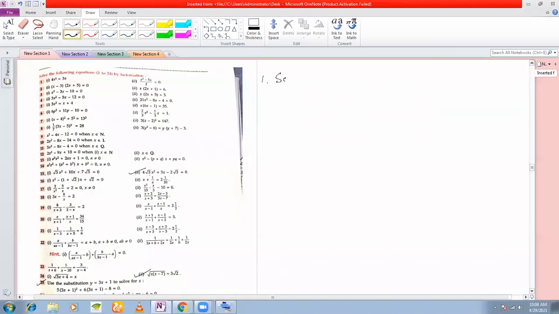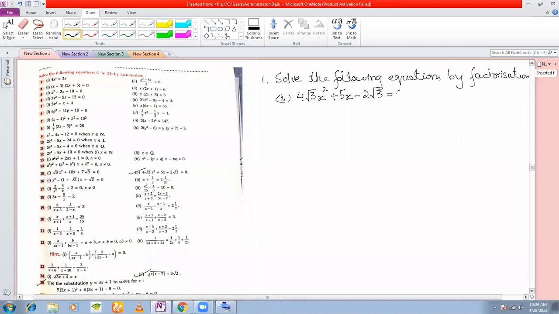Solve the following equations by factorization. Okay. First one is 4 root 3 x square plus 5x minus 2 root 3 is equal to 0.